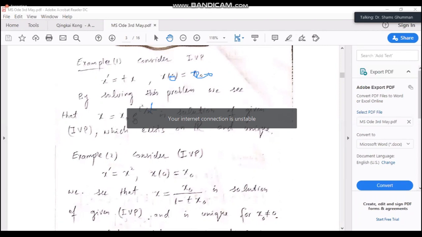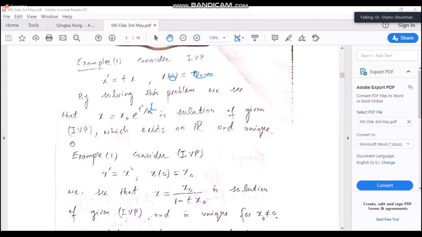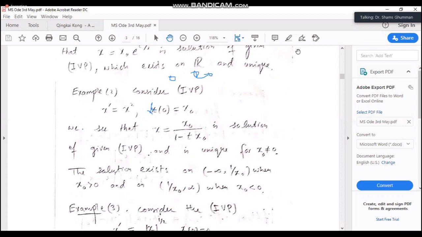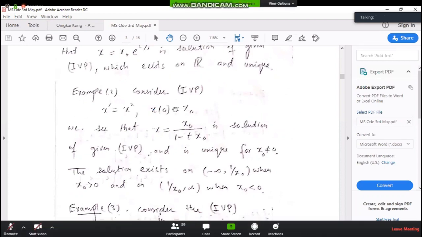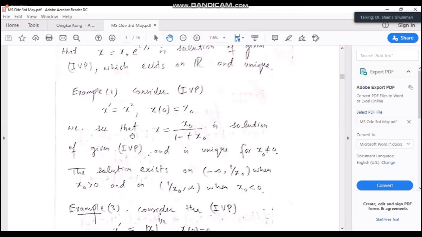Next, we have example number 2. Consider the initial value problem, a first order differential equation. This is the initial condition x at 0 is equal to x0. We see that x is equal to x0 over 1 minus t x0. You can solve by yourself and you can check. This is the solution of the given example number 2, this initial value problem. It is the solution of the given initial value problem and is unique for x0 not equal to 0. The solution exists on minus infinity to 1 over x0.